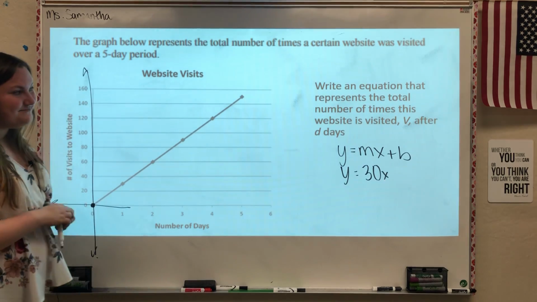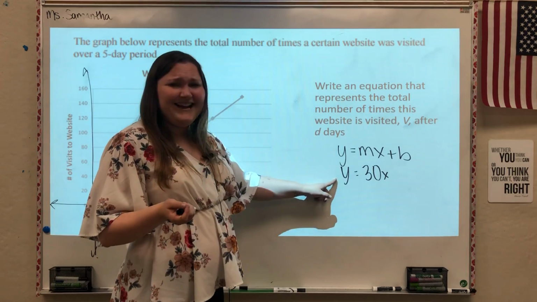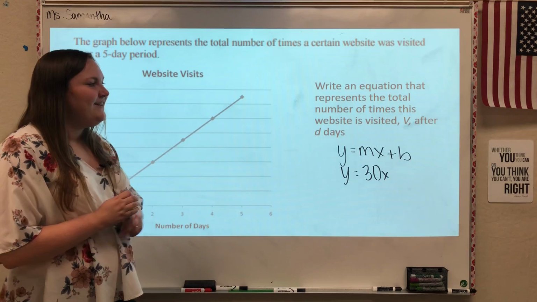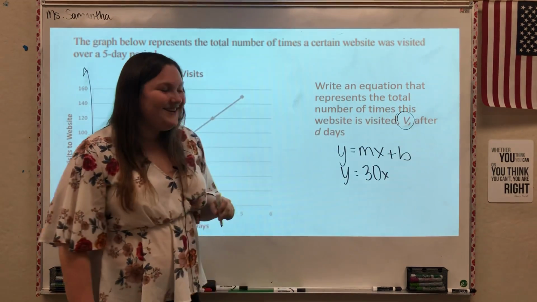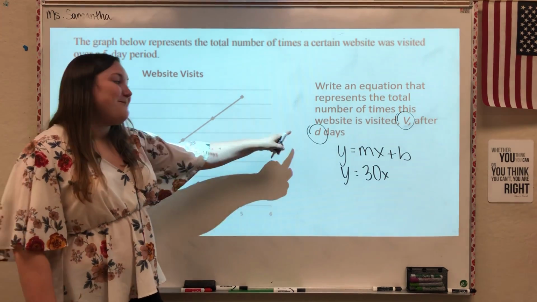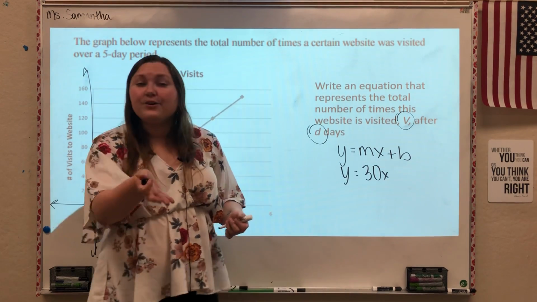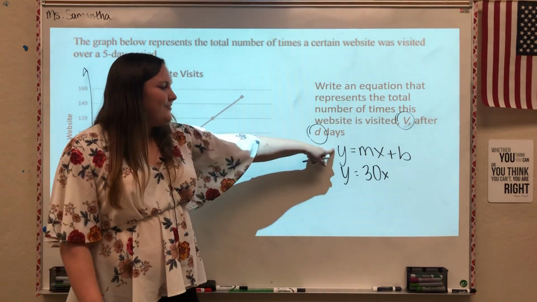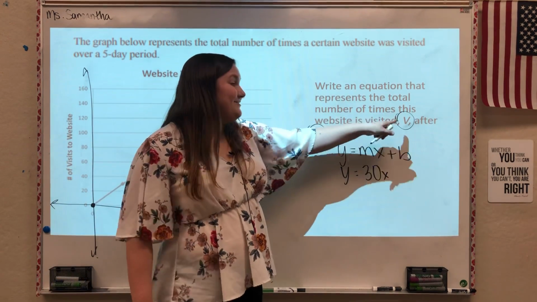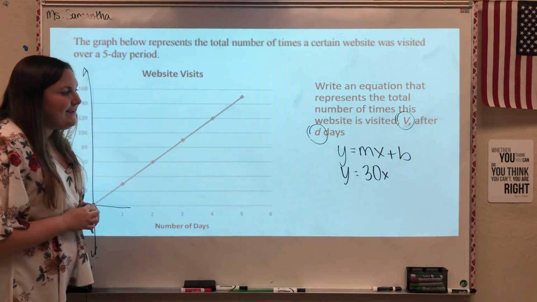Read the question again. Well, if I read the question, it says write an equation. I did that. It says write an equation that represents the total number of times this website is visited. Oh, V after D days. My equation is not done because I'm not using the variables they want me to use. Again, we're really familiar with linear equations that use X and Y. That's the way our formulas are written. But if they're talking about real world situations and they're telling you to use these variables in your equation, we have to switch them out. So they're telling me to use V and D.